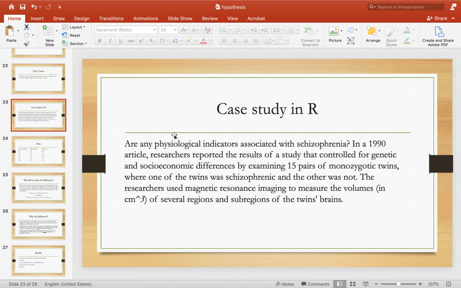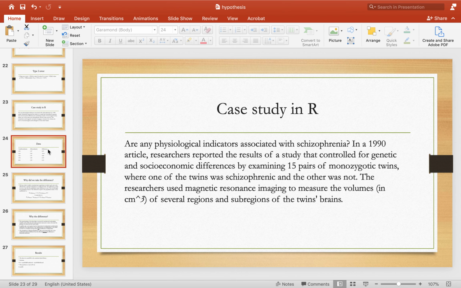Okay, so here's a case study in R. And the question is, are any psychological indicators associated with schizophrenia? In 1990, researchers reported the results of a study that controlled for genetic and socioeconomic differences by examining 15 pairs of monozygotic twins, where one twin was schizophrenic and the other one was not. And the researchers measured the volumes of their brains.